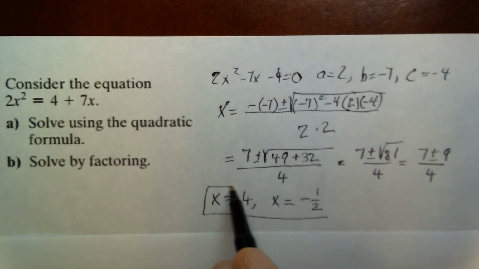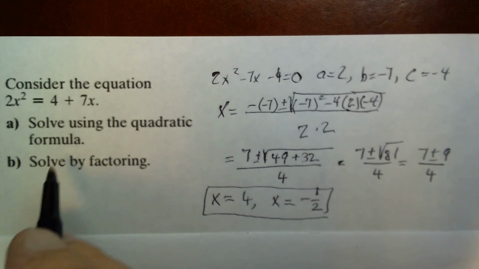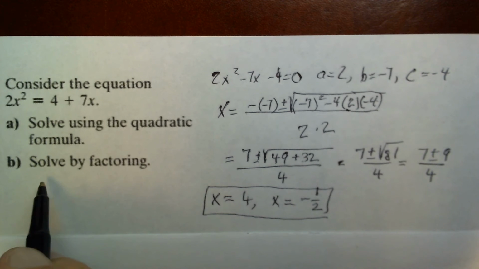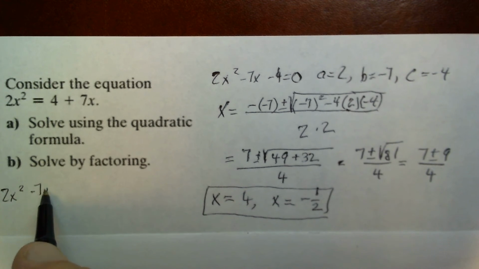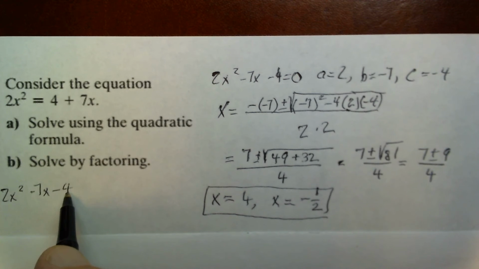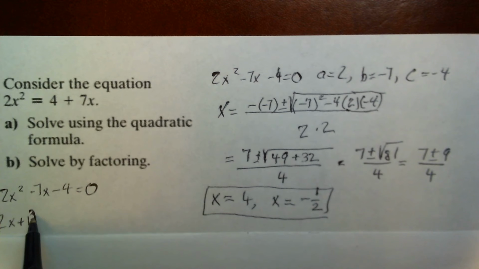So that's from part A, using the quadratic formula. And when we solve it according to part B by factoring, well, we can factor 2x squared minus 7x minus 4 equals 0 into 2x plus 1 times x minus 4 equals 0.